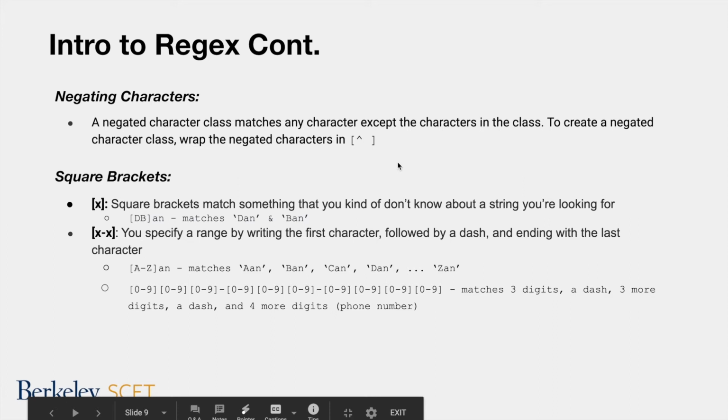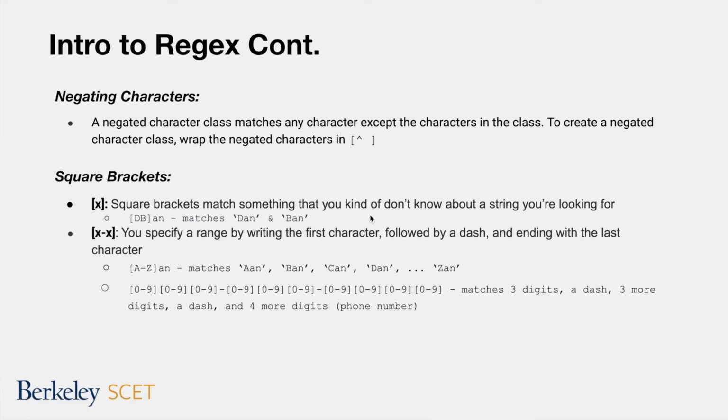Square brackets are also useful, and they match something when you don't know exactly what the string you're looking for contains. For example, if you match square bracket D, B, and then AN, it matches Dan and Ban, and you can add more characters here. If it was DBC, it would also match Can on top of Dan and Ban. You can also use a range of characters in square brackets. For example, if you want to use the capital letters A through Z, you would use A-Z, and that would match and, ban, can, all the way up to Zan. You can use this with numerical formats as well.